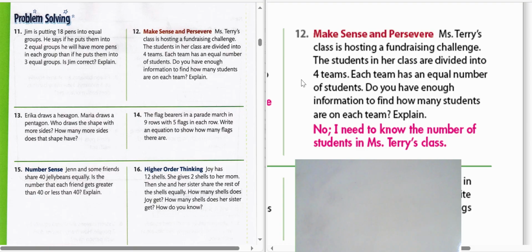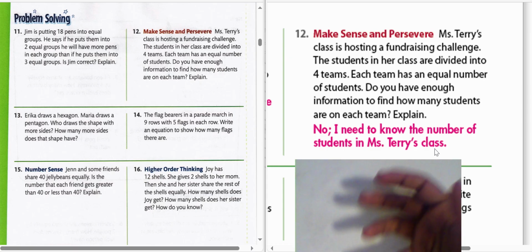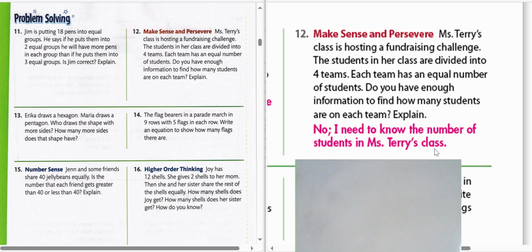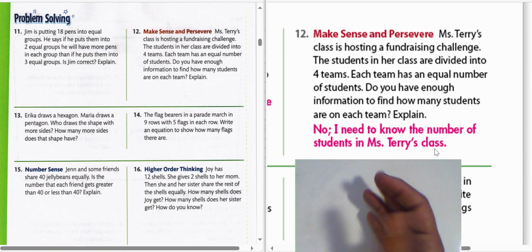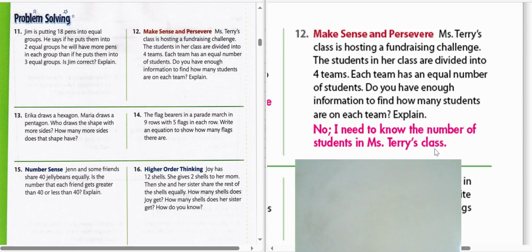No, he gave us the number of teams only. I need to know the number of students in Miss Trina's class. You must know the number of all students to find the answer. But in this example, I don't know the number of all students in the class. If he told me the number of students, I could divide it by 4 teams to find the number of students in each team. But in this example, no, I need to know the number of students in Miss Terry's class.